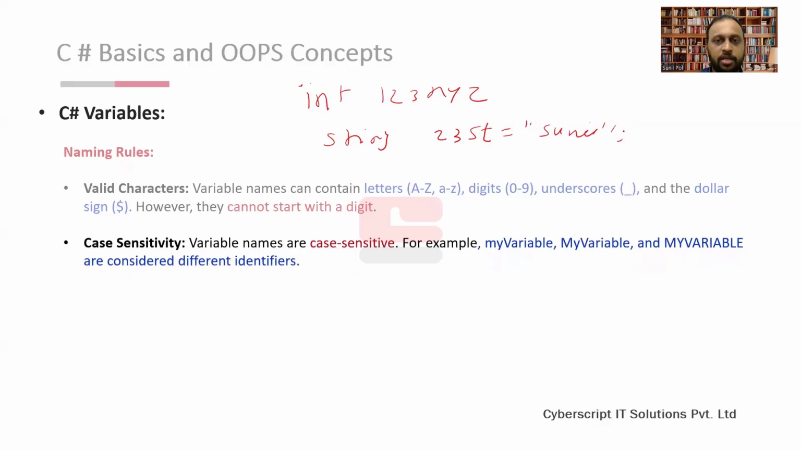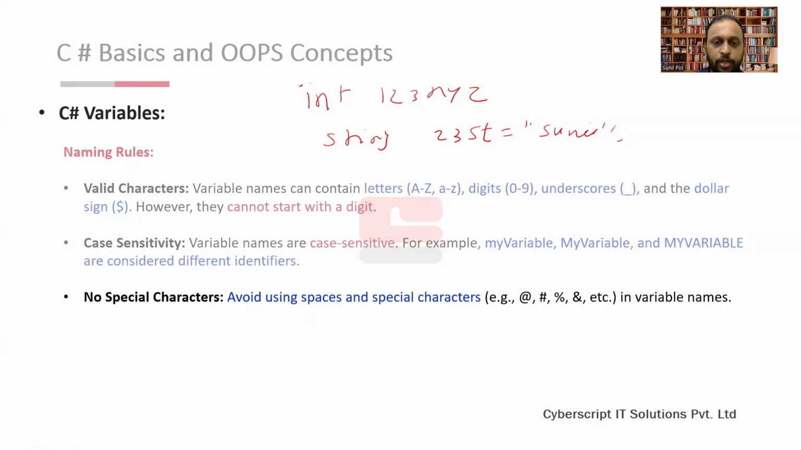Case sensitivity. As we are aware, C# is a case sensitive programming language, so variable names are also case sensitive. For example, here myVariable and this MyVariable, between these m is smaller over here and M is capital over here. And in the third variable name, all the letters are in capital. Those are considered different identifiers in C#, so it is a case sensitive language. No special characters. Avoid using spaces and special characters like at, hash, and percentage sign in variable names. C# does not allow using spaces and special characters in variable names.